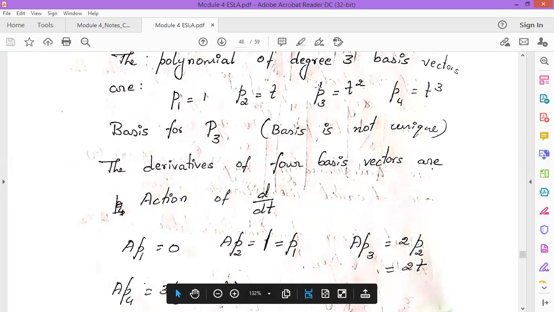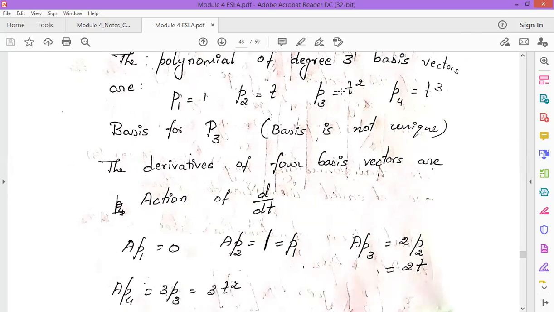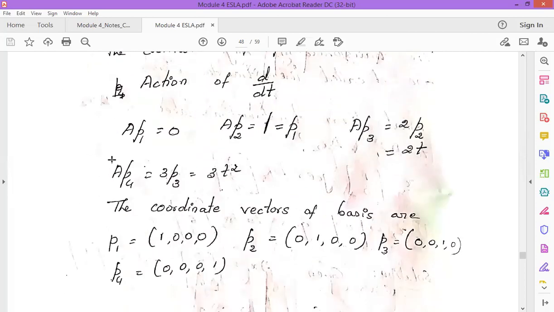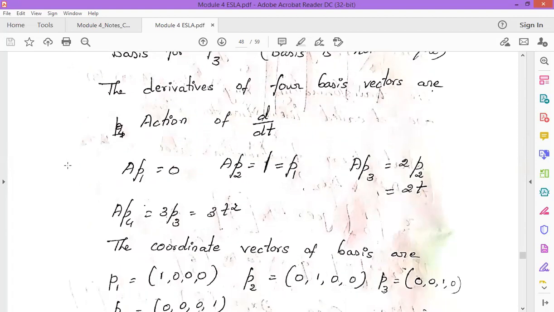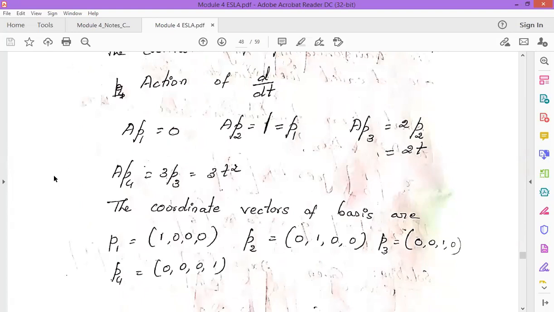Similarly, the differentiation of P3, which is equal to t square. So t square differentiate, what do we get? 2t, right? Similarly, the differentiation of P4, t cube, with respect to t is 3t square. So here, once you get the derivatives of the 4 basis vectors P1, P2, P3, P4, now you can write the coordinate vectors for the basis. So only for the basis we are going to write.